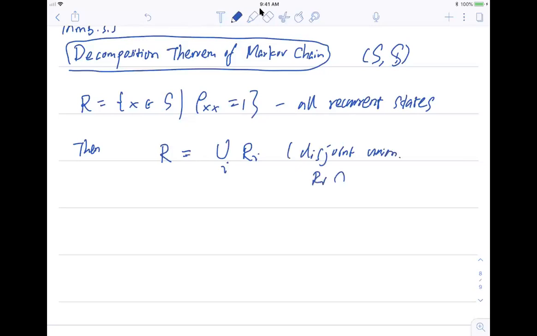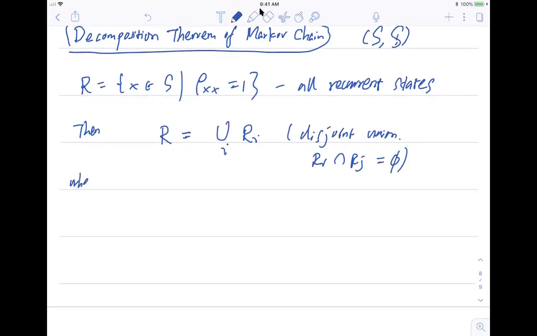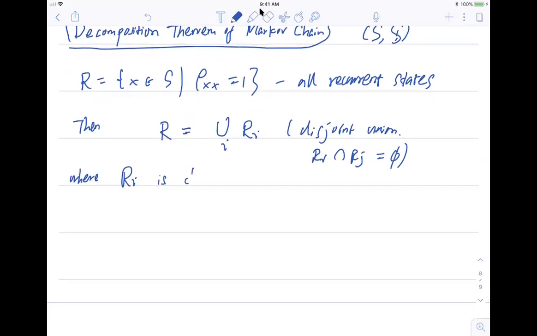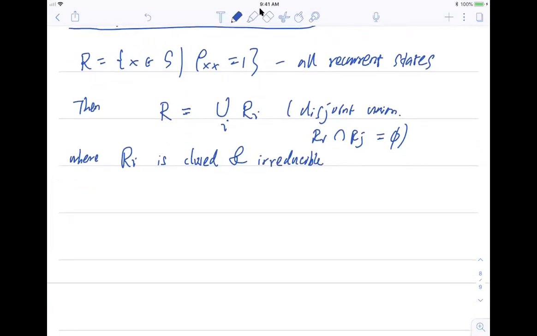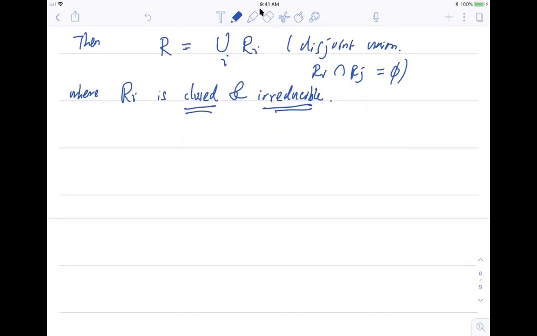Since Ri has no intersection with Rj, this is a disjoint union, where each Ri is closed and irreducible. I will just give you the definition of closed and irreducible. We probably don't have a lot of time to cover the remaining part in the next lecture, so you probably need to read a little bit. So what do closed and irreducible mean?